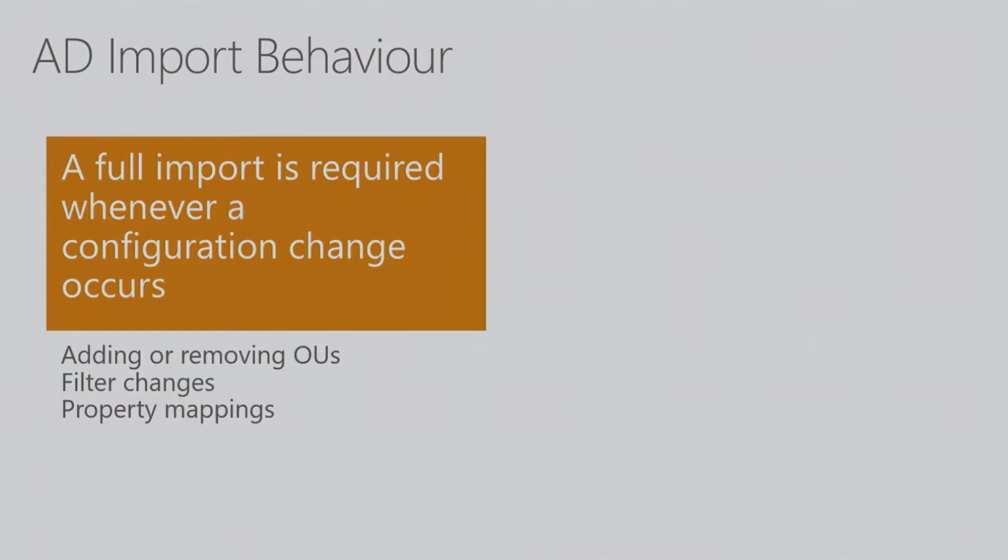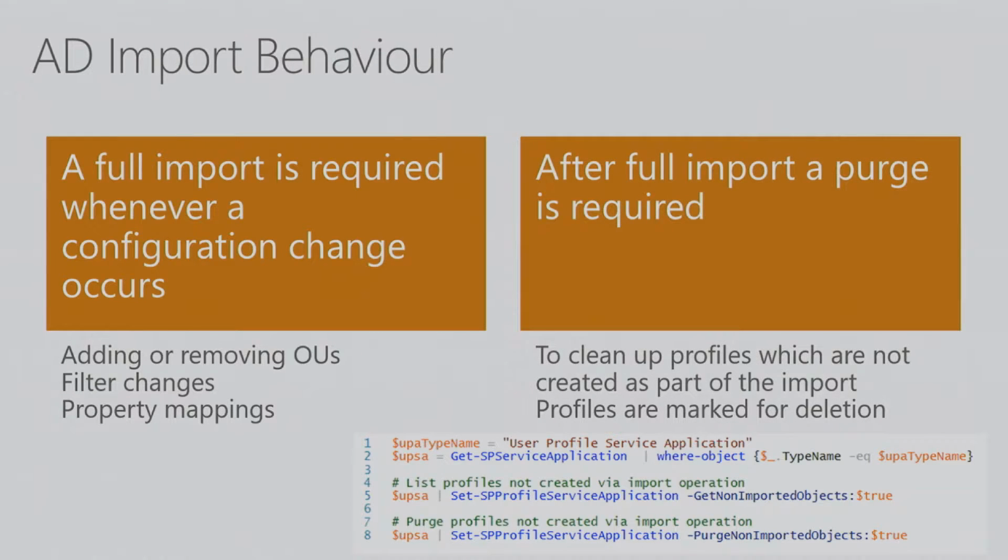Full import is required, just as it was with user profile sync, when a configuration change occurs. So a configuration change would be adding or removing a connection, adding or removing an organizational unit, changing that filter, changing property mappings. So we always want to make sure that we perform a full import immediately after, if possible, we've applied these configuration changes.